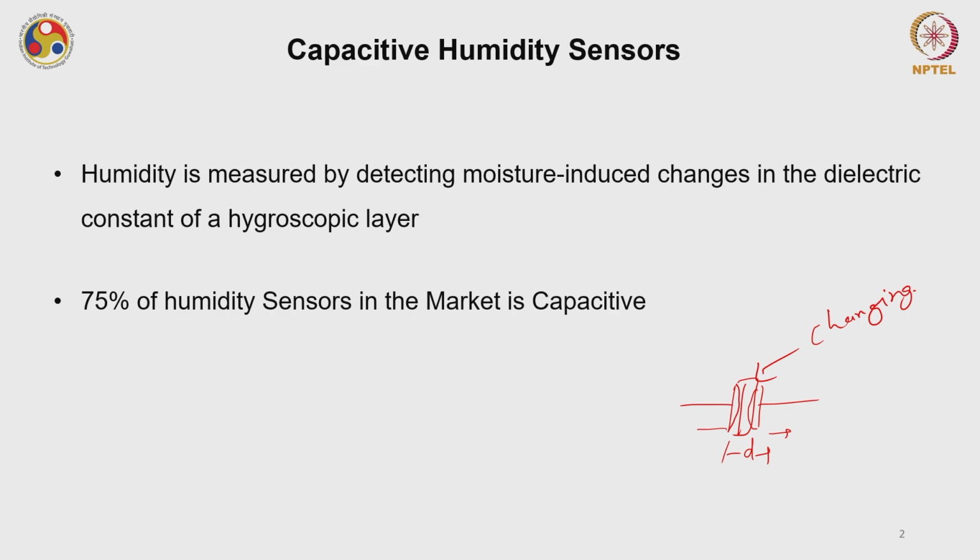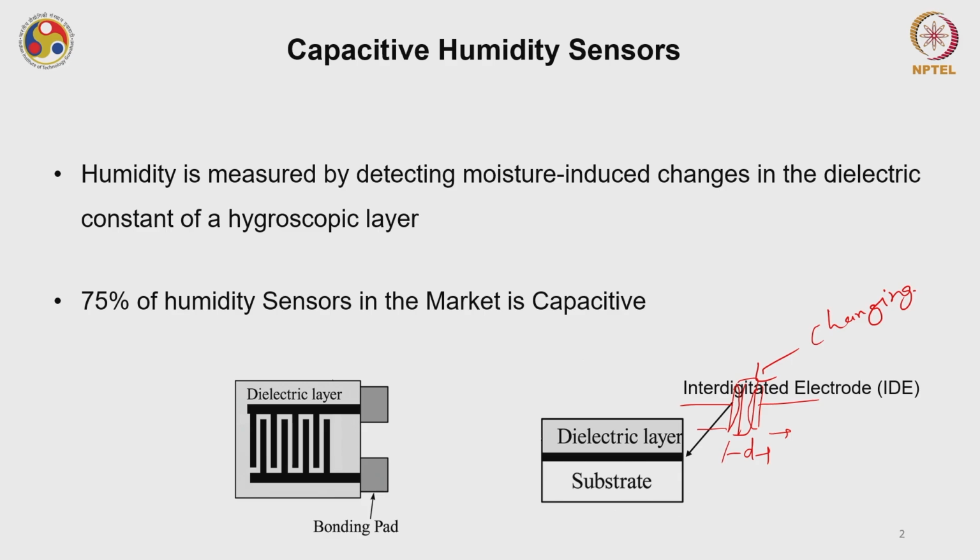So, humidity is measured by detecting the moisture induced change in the dielectric constant of a hygroscopic layer which is sandwiched between two metallic plates. Usually, to increase the low level current, which is because of the dielectric property of these materials, you will find that interdigitated electrodes are fabricated. I have several times mentioned that these interdigitated electrodes are fabricated by lithography techniques.